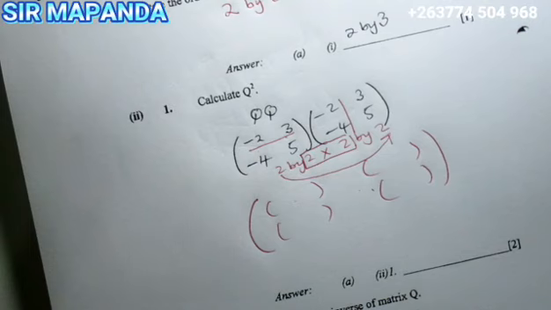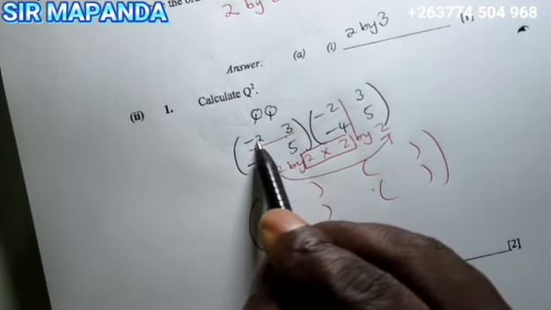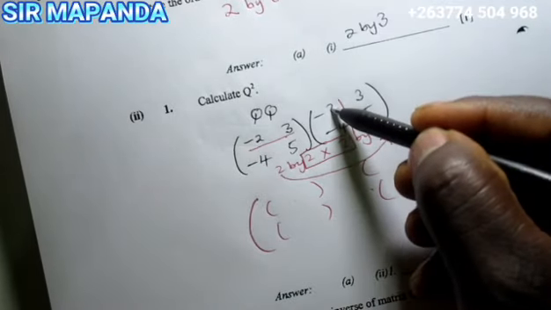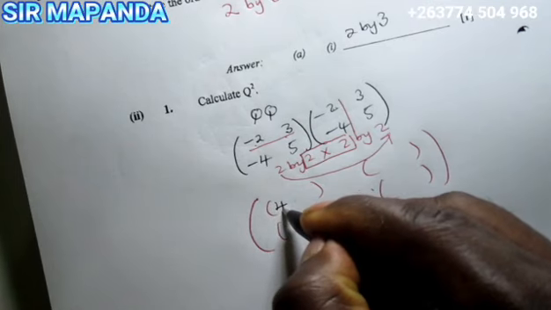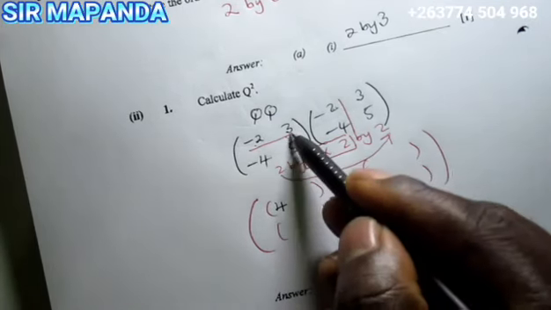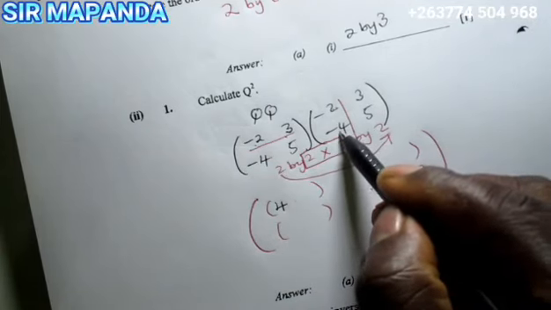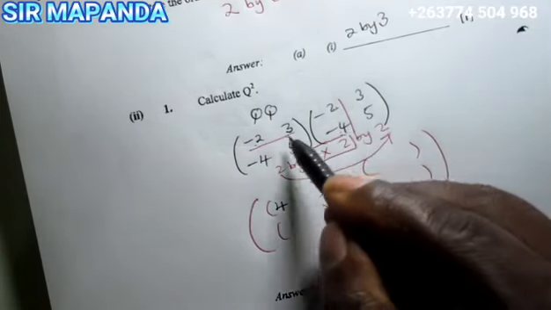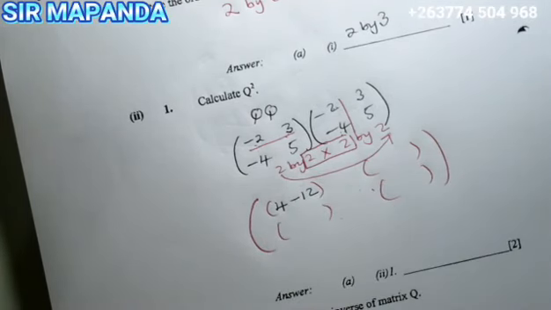I hope you are listening, class. So the first number in the row, which is -2, multiplies the first number in the column, which is -2. -2 times -2, you get 4, right? The last number in the row is 3. It multiplies the last number in the column, which is -4. So 3 times -4, you get -12.